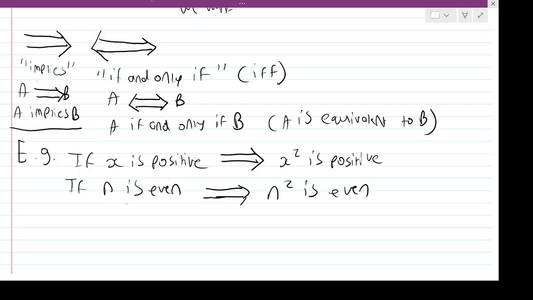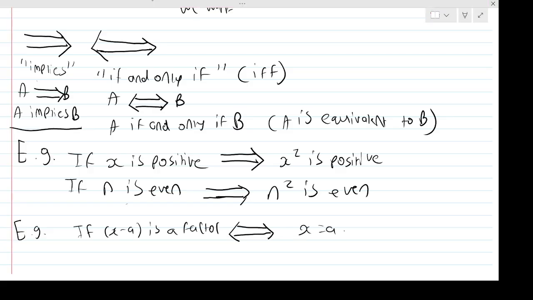So some examples with that then. Firstly, we did the factor theorem last time, so this would be a relevant example. If x minus a is a factor, remember, refer back to the factor theorem, then that means, if and only if, x equals a is a root. Or we could say f of a equals 0, whatever you prefer.